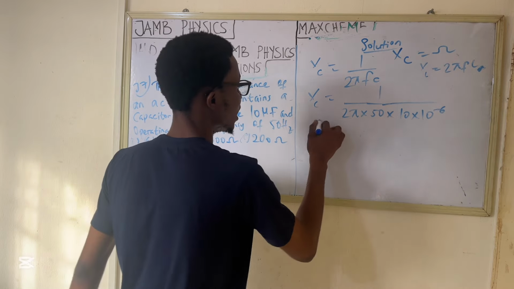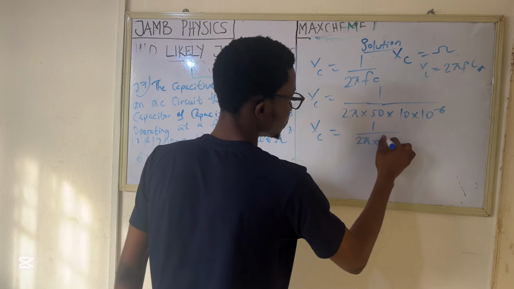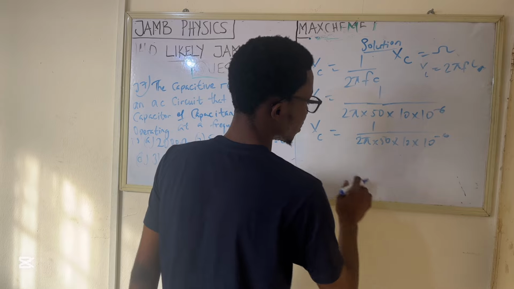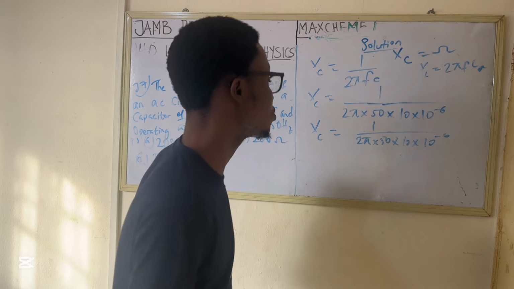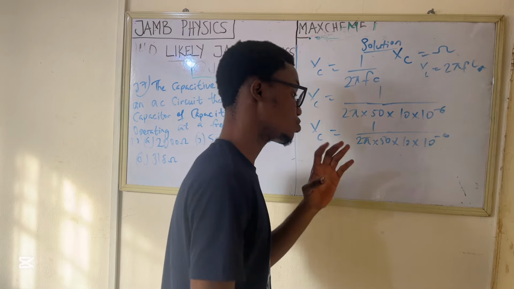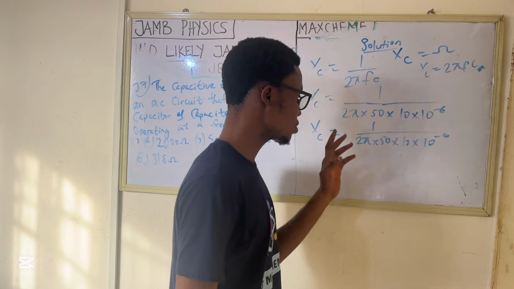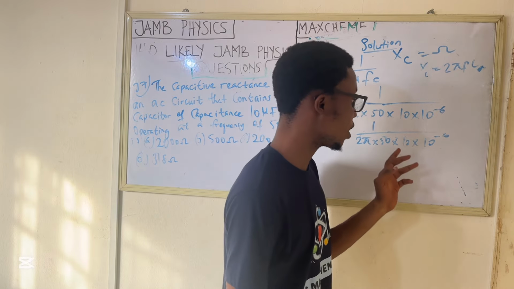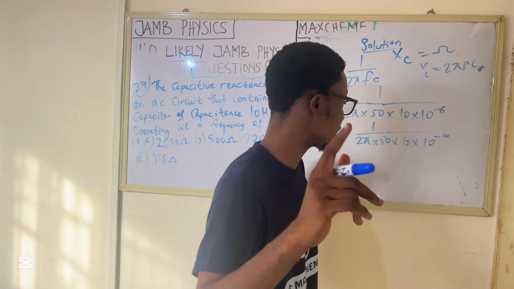So in this case, XC is equal to 1 over 2 pi times 50 times 10 times 10 raised to power minus 6. By the time you multiply this, your pi is 3.142, or you say 22 over 7. Any one you want to use, you use 22 over 7, or you use 3.142. So 2 times 3.142 times 50 times 10. Now this is some scientific calculators.